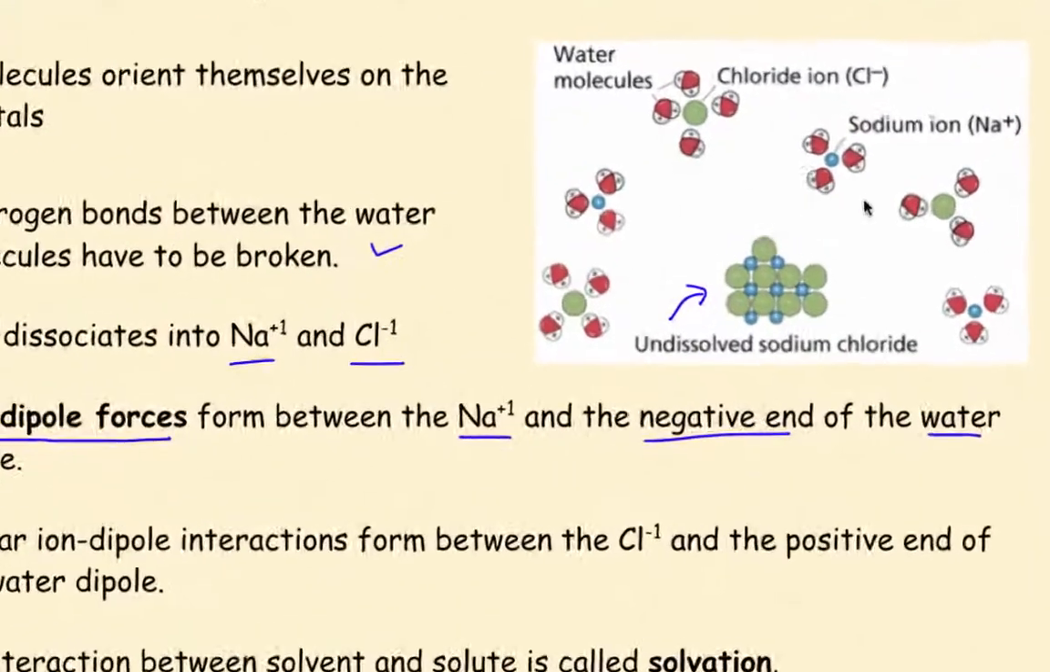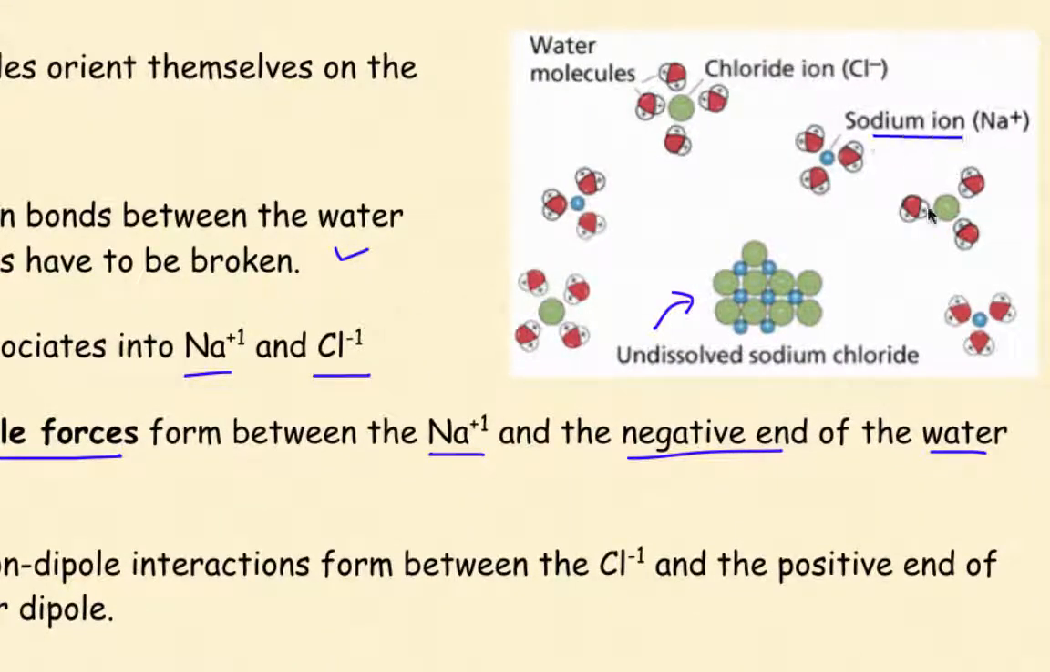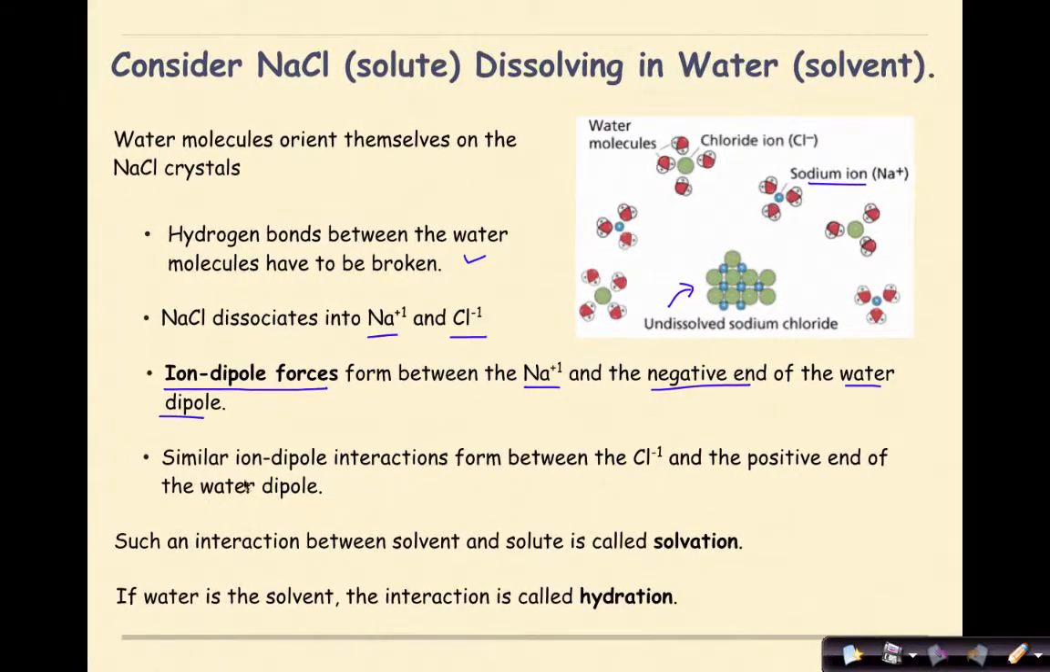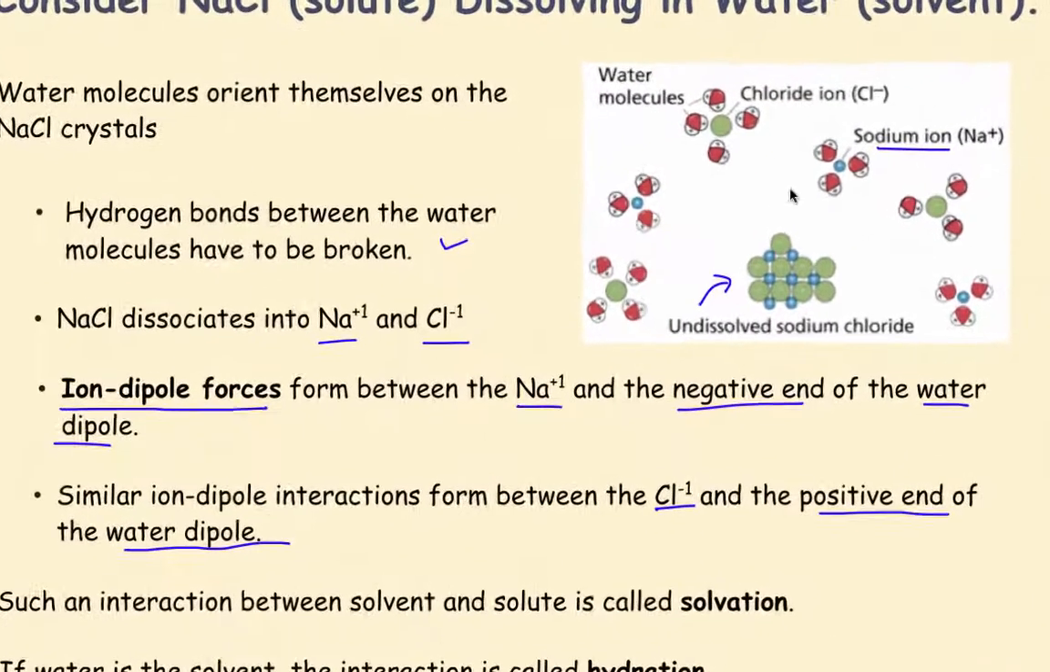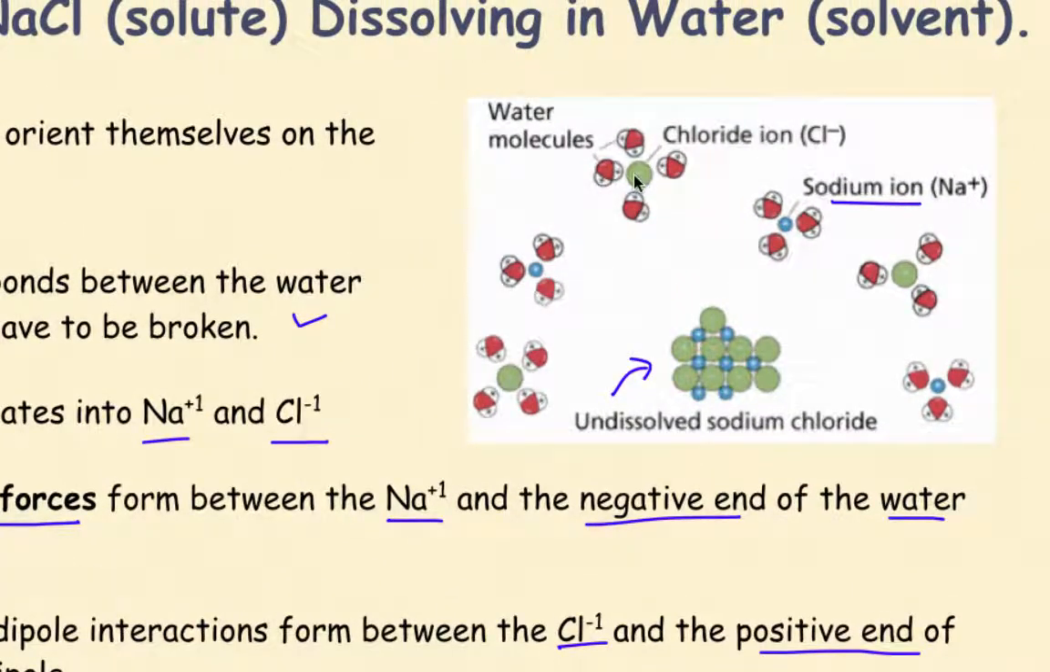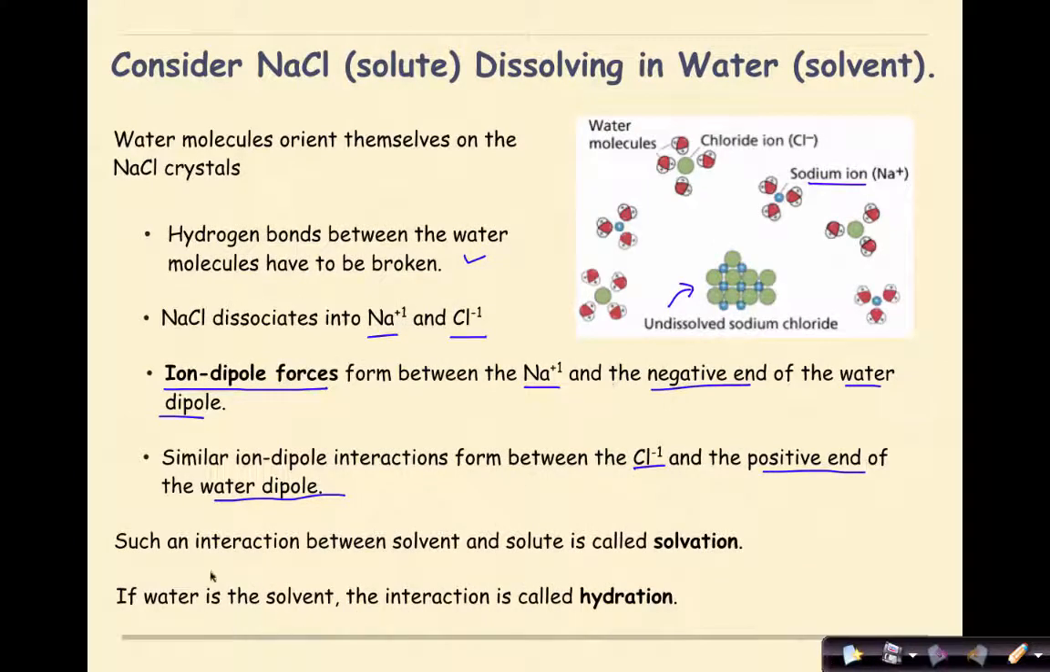So we can see here in our little representation that this sodium ion, which is represented by this blue sphere, has all the oxygen ends oriented towards it. A similar ion-dipole interaction forms between the chloride ion and the positive end of the water dipole. So over here, there's my chloride ion, which is negatively charged, and the positive end of the water molecule, which would contain the hydrogen, is oriented towards that chloride ion. Such an interaction between the solvent and the solute is called solvation. If water is the solvent, the interaction is called hydration.